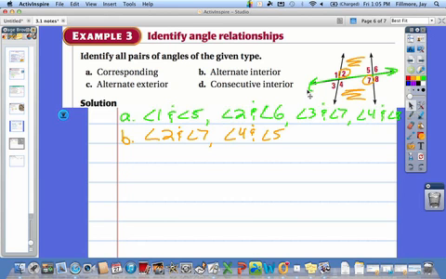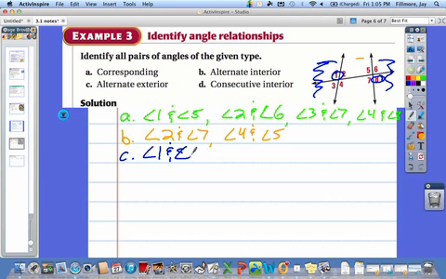For part C, we're going to look at alternate exteriors. Oh, that's kind of neat. That was completely by mistake. So exterior, we're dealing with the outer portions out here. So 1, 3, 6, and 8. So I know that angle 1 and angle 8 are on alternate sides, top and bottom. So angle 1 and angle 8. And angle 3 and angle 6. Those are my alternate exteriors.